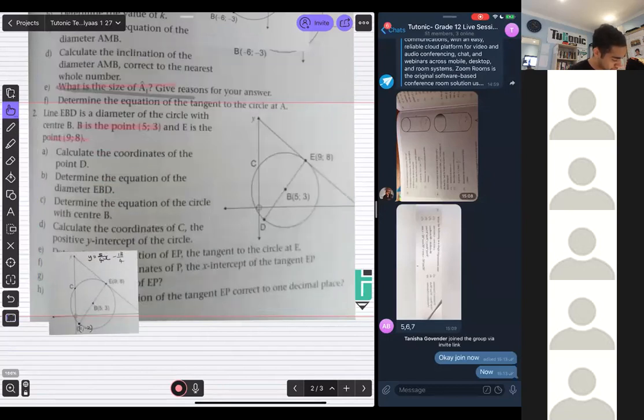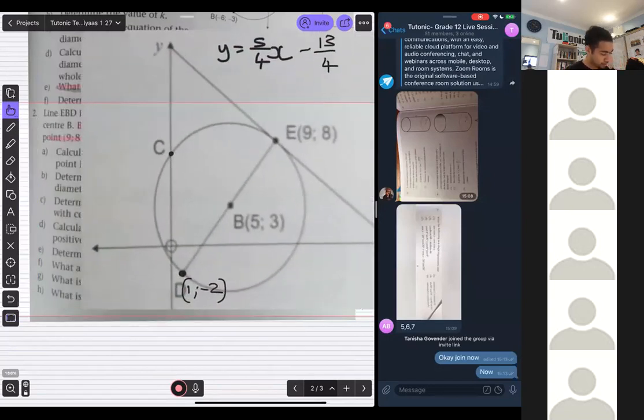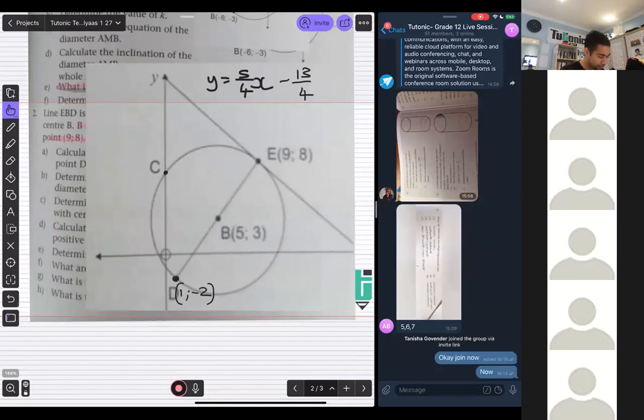Now it says determine C if C is the y-intercept of the circle. Do you guys have any ideas? C is the y-intercept. Y-intercept is English. What's the maths of y-intercept? Make x equals 0. Exactly.